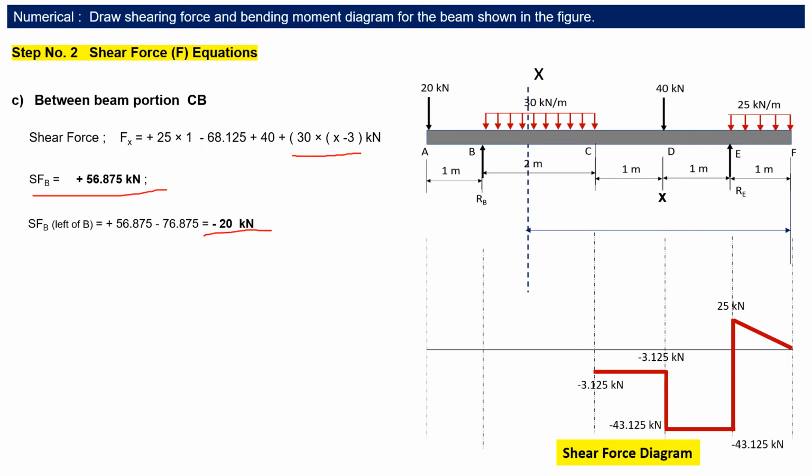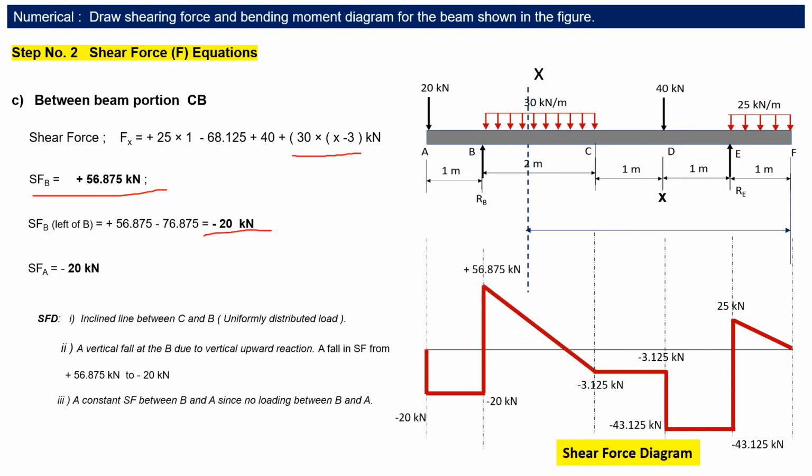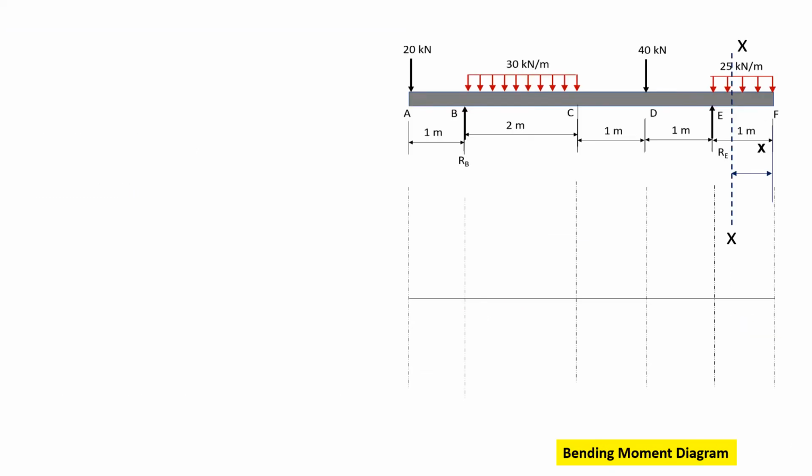You can understand that between B and A there is no load, so shear force will remain constant, and after that there is a drop of 20 kilonewton, so there will be a vertical change in the shear force diagram. So shear force at A will be minus 20. Shear force will be an inclined line between C and B because there is a uniformly distributed load, with a vertical drop from 56.875 positive to minus 20, and a constant shear force between B and A. So this will be the diagram we can draw.